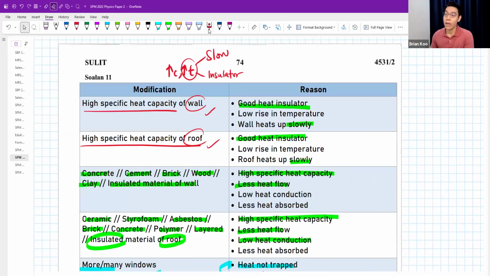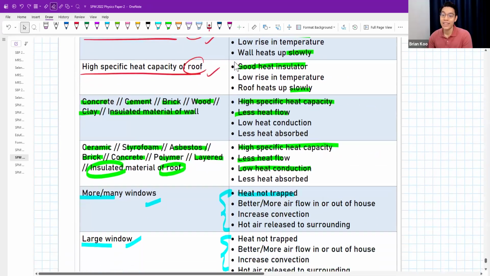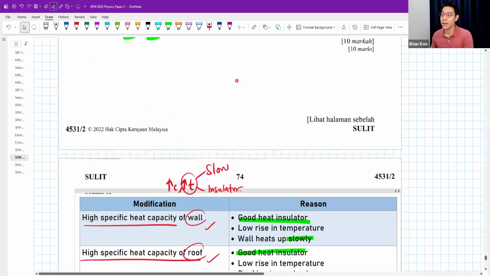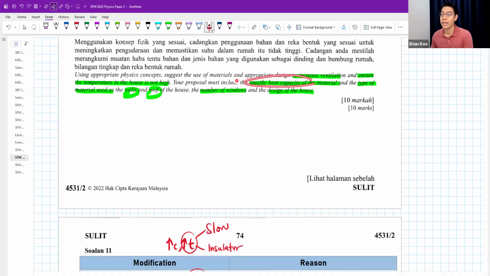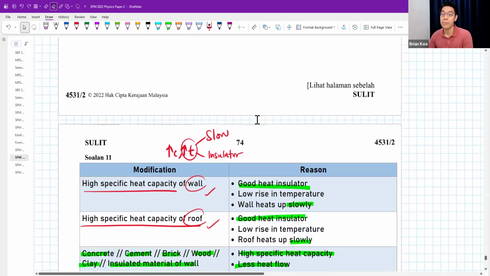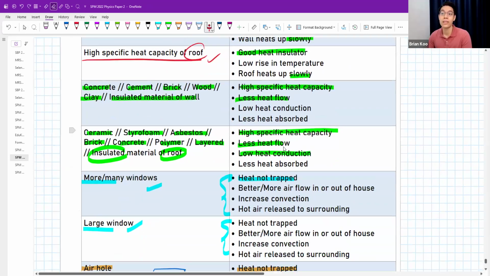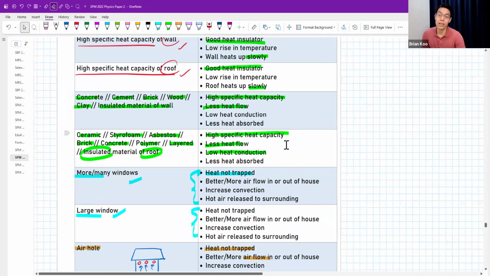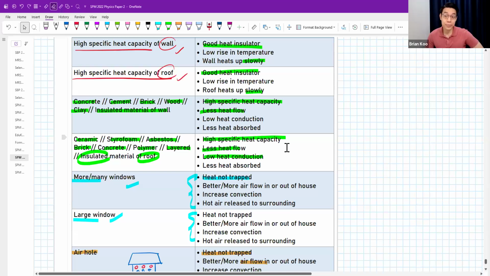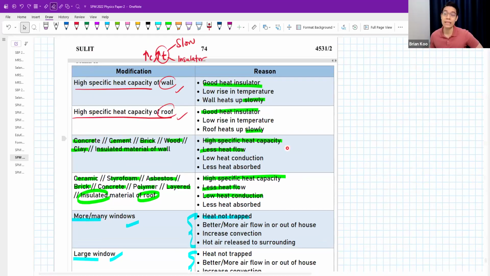You just talk about the wall and the roof, right? You can already get 8 marks, actually. Because they asked to talk about specific heat capacity, and then they say type of material also. And then number of windows also, you talk about this too. You can get a lot of marks already. So that's why I say it's not difficult to get full marks on this one. Because they accept so many answers. But you must mention wall and roof. Specific heat capacity of wall and roof, separate marks.